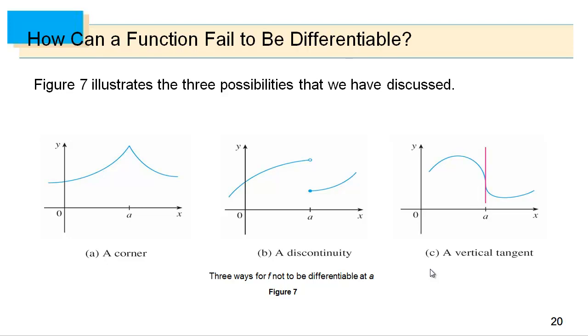Here are three possibilities of problems where f would not be differentiable at a. The first one, you've got that sharp corner, that kind of kink in the graph. The second one, you've got a discontinuity. And the third one, you have a vertical tangent line. So those are the three major ways that you can have a function that won't be differentiable at a certain point. But you can see in all three of those examples, it would be differentiable everywhere else.